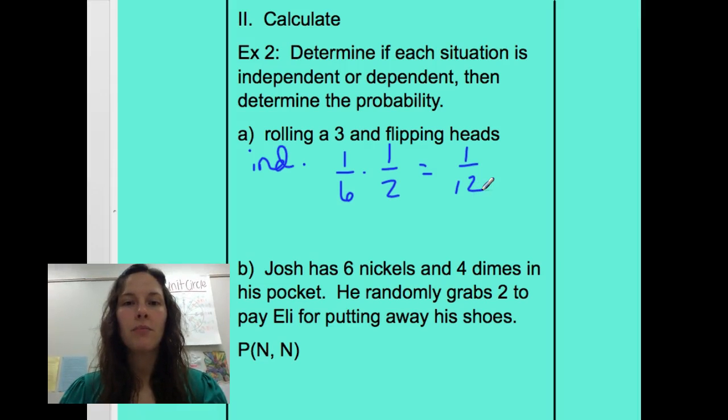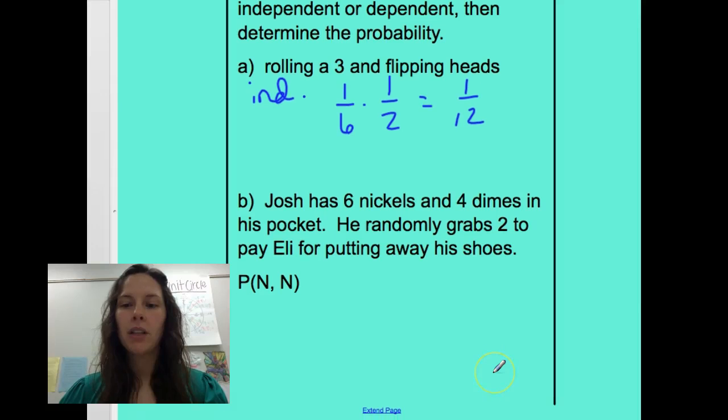The reason we multiply is thinking back to that fundamental counting principle. If we were to do a tree diagram and list the numbers 1 through 6 and then branch off of each of those heads and tails, there would be 12 different possible outcomes for the two events together. So that's why we're multiplying the probabilities together.